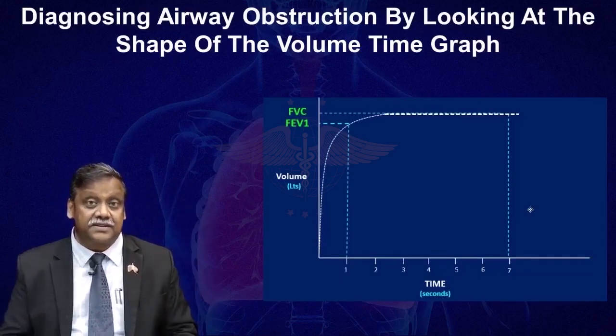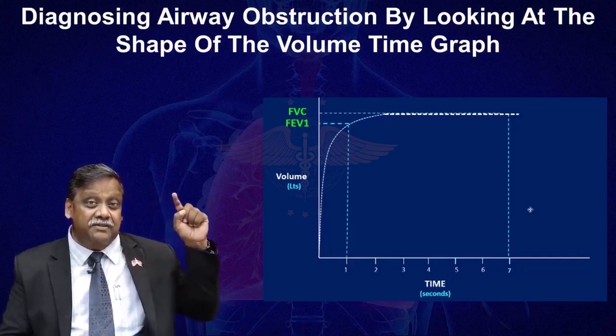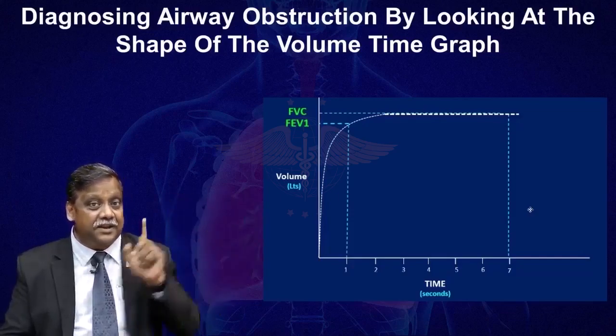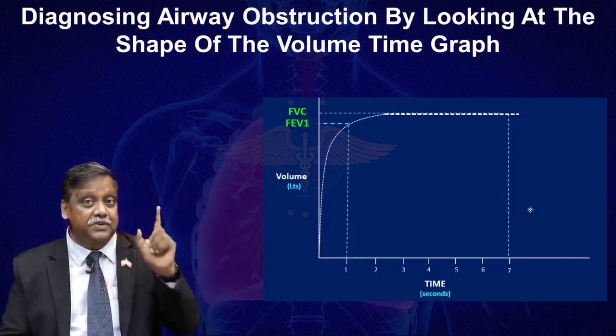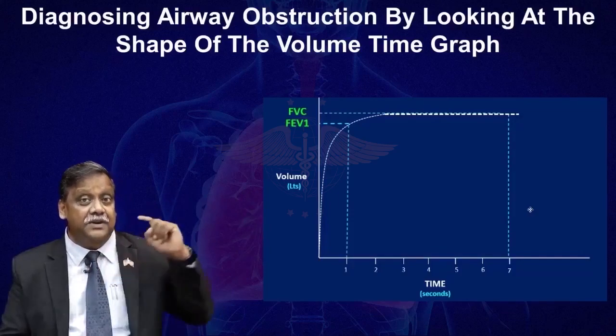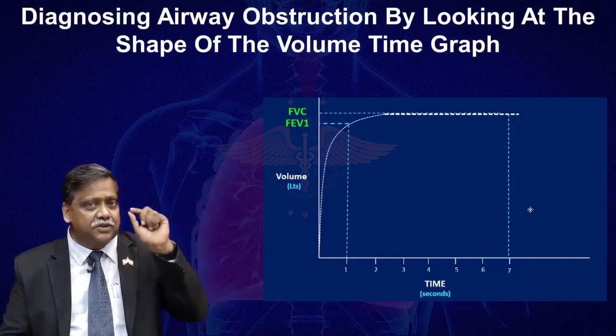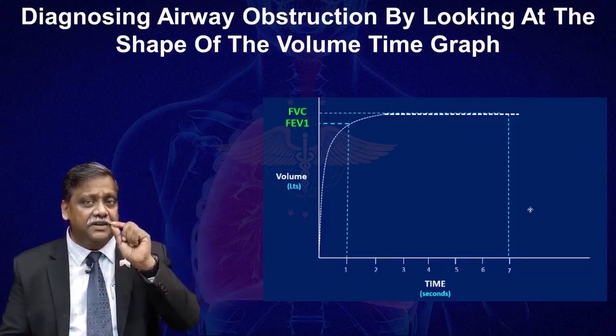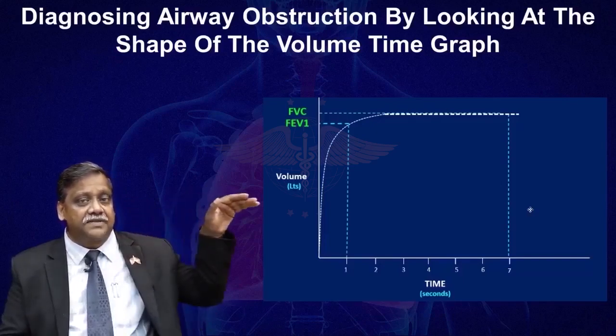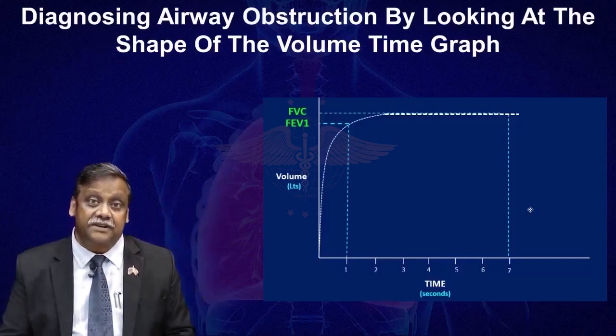Is there a plateau that is reached? The plateau starts appearing at 5 seconds. Can you see that? In a normal healthy person, the plateau appears at 2 seconds. Here, the plateau is appearing at 5 seconds. So, a slightly low FEV1 value and a plateau at around 5 seconds is mild obstructive airway disease. As simple as that.